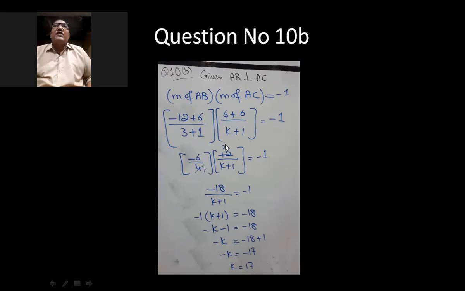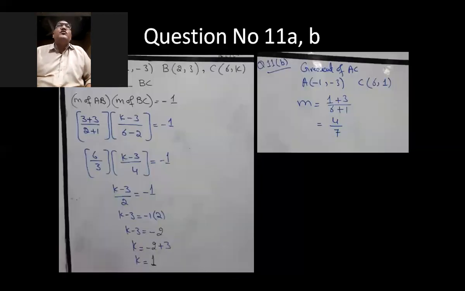So this 4 and this 12 will be cancelled. 4 ones are 4, 4 threes are 12. So 3 multiplied with -6 will be -18 divided by K plus 1 equals -1. So we will cross multiply. So you will have -1 into K plus 1 equals -18, -K minus 1 equals -18, -K equals -18 plus 1, -K equals -17. So negative and negative will be cancelled. So K will be equal to 17. So this is how we will do question number 10, B part. Hopefully you have understood the story and the solution both. So let's move to the next question.